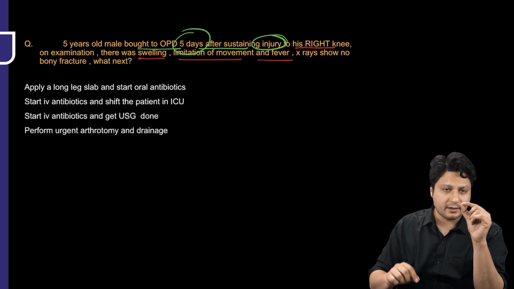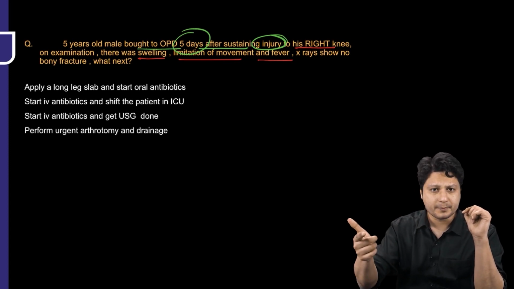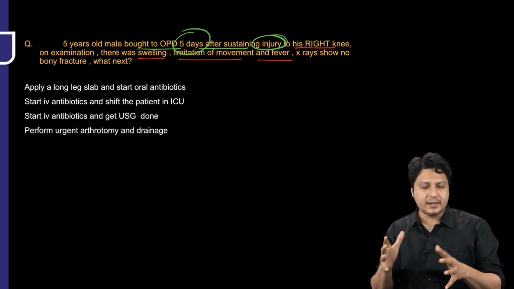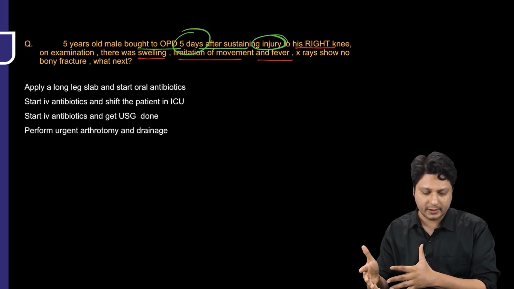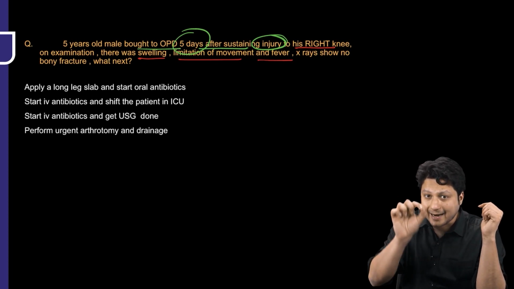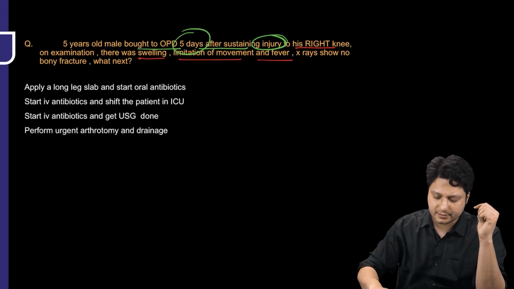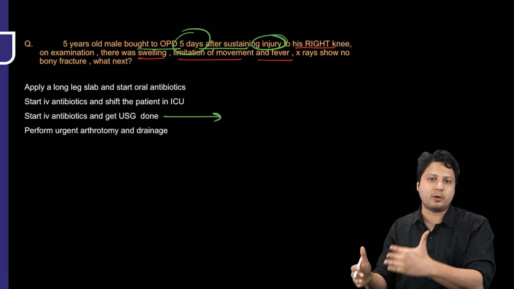Second, start IV antibiotics and shift the patient to ICU. You see, this is not such a condition in which you have to treat the patient in the intensive care unit. Option number 3, start IV antibiotic and get the ultrasonography done. Now, this is something which is going to reveal that possibly the patient is suffering from acute osteomyelitis.